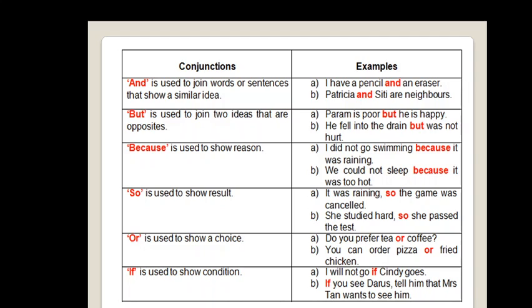Conjunction or. Or is used to show a choice. Example, do you prefer tea or coffee? You can order pizza or fried chicken.